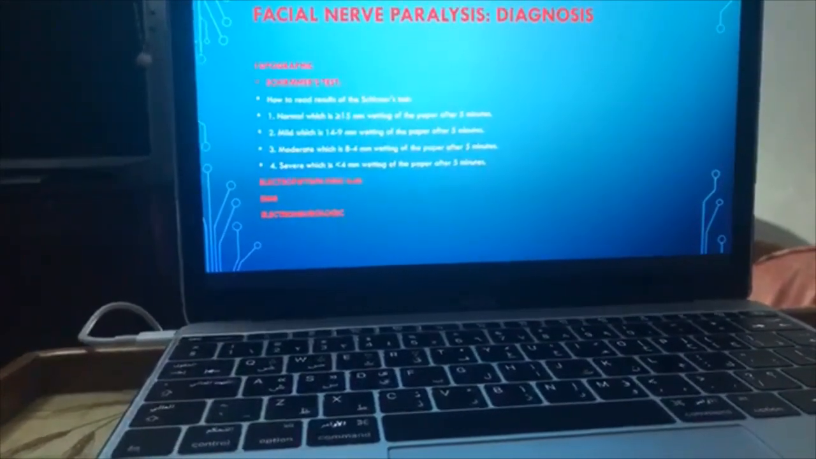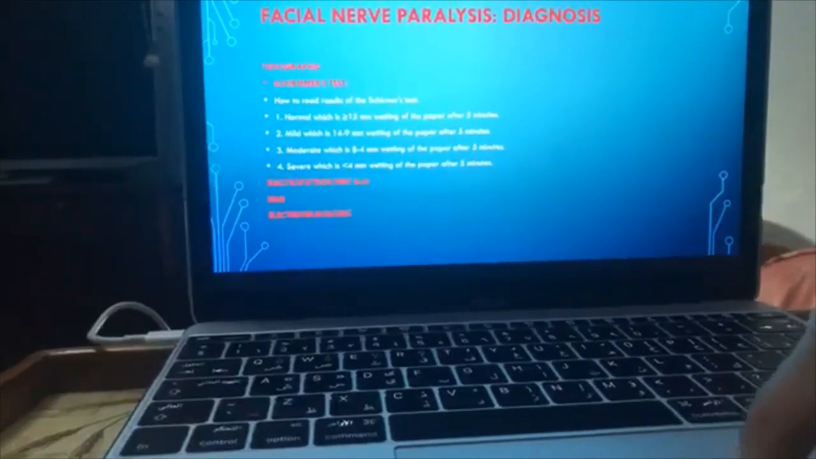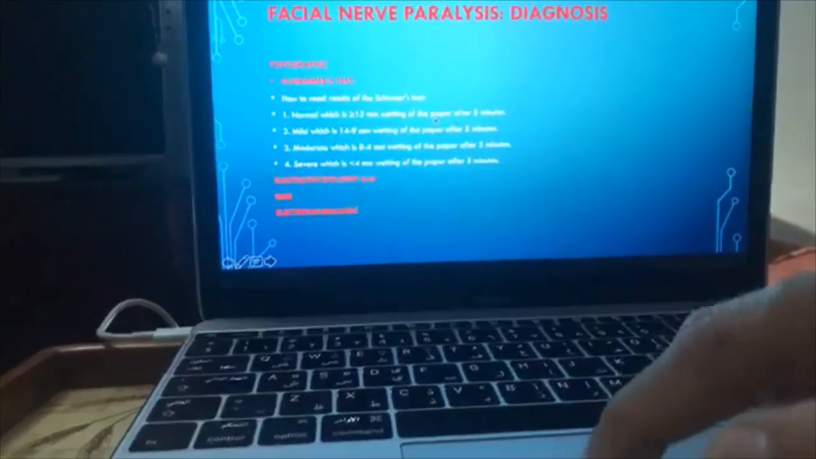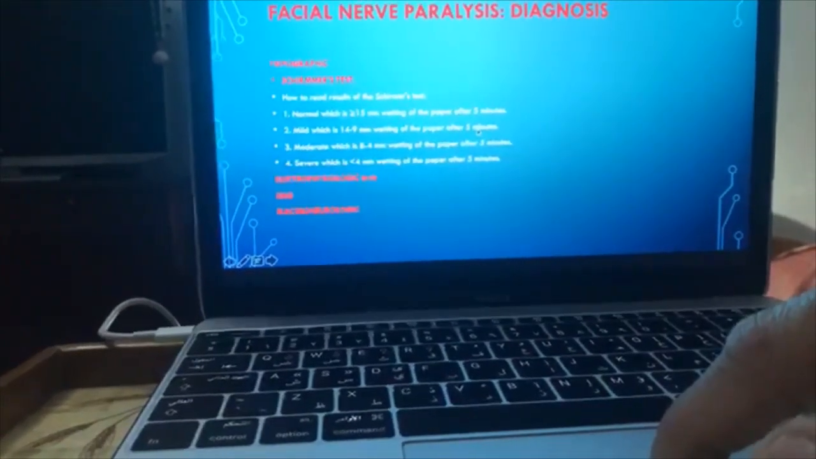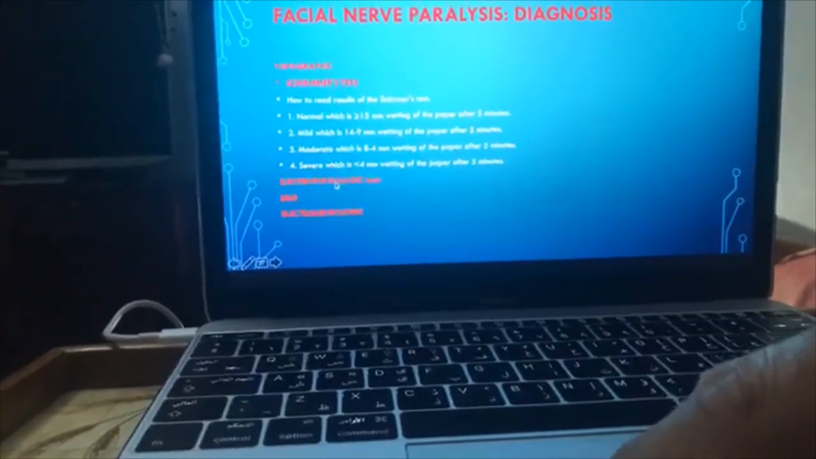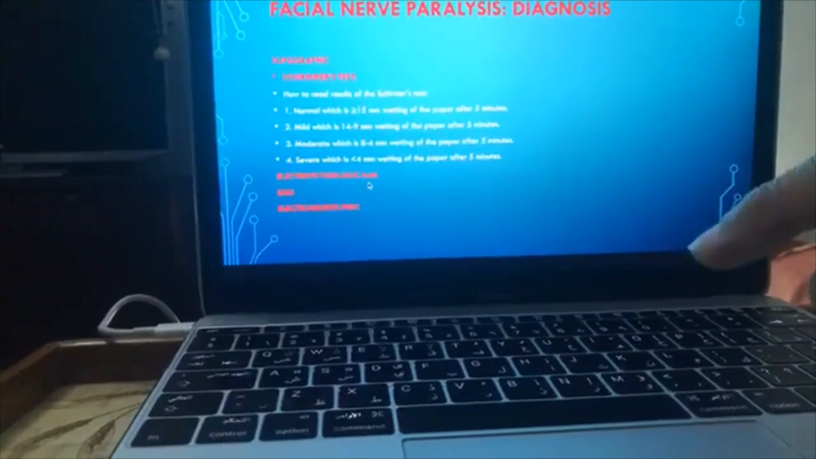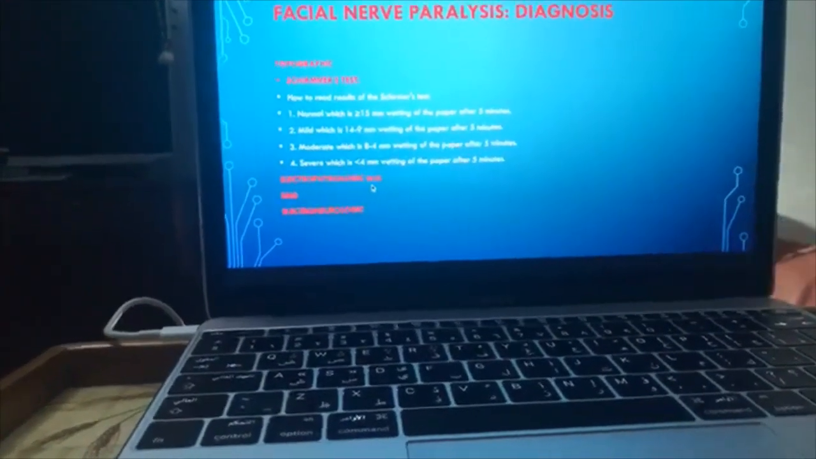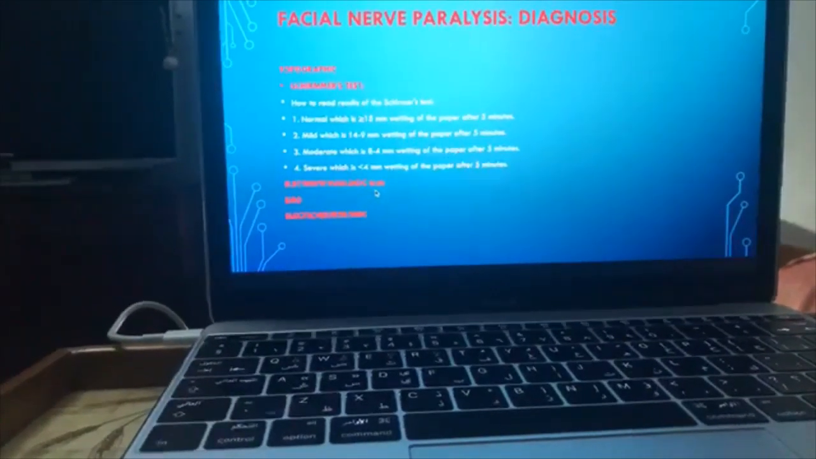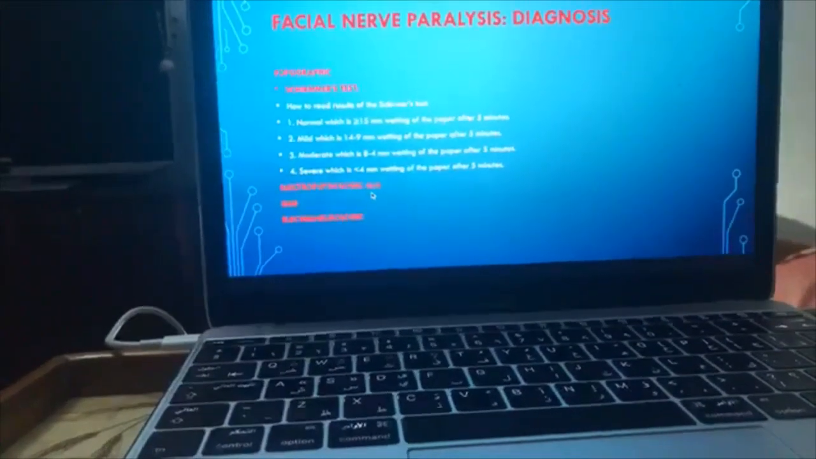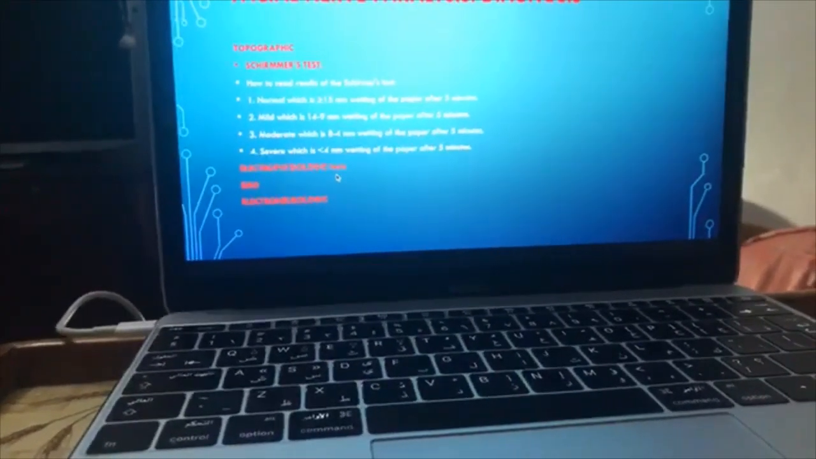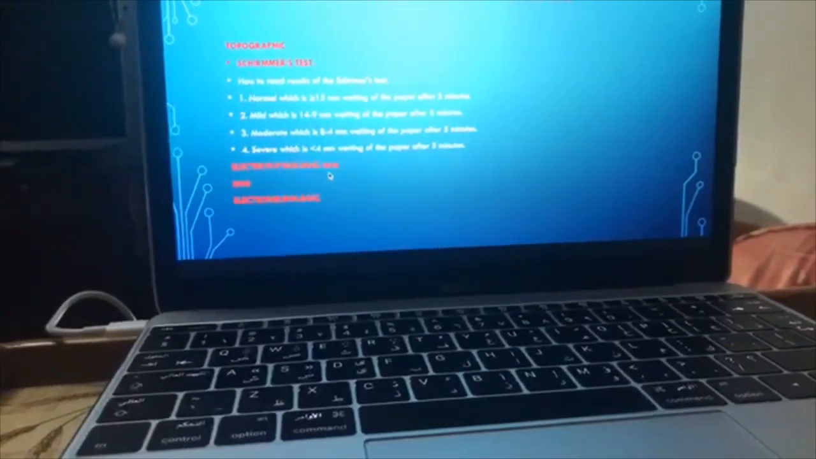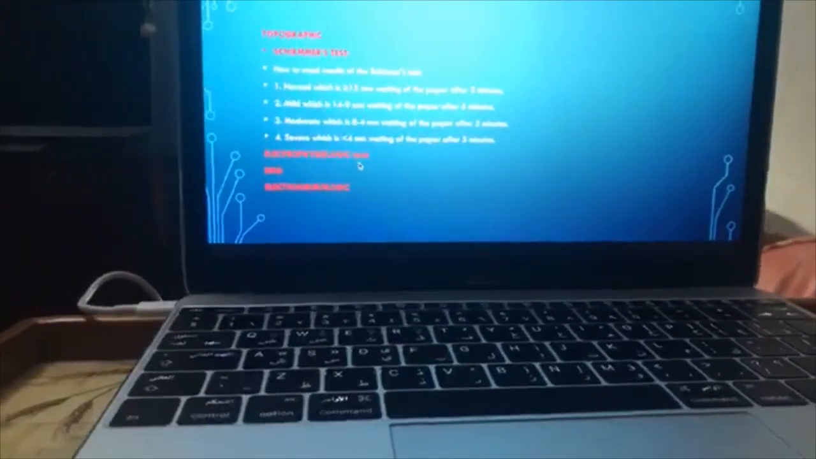The normal means that is 15 millimeter or less wetting of the paper after 5 minutes. I mean of more ASF. And mild, that's 14 to 9 wetting of the paper difference between right and left for 5 minutes, and moderate and severe. Electrophysiologic data can help the degree of regeneration rather than the degree of degeneration. However, it can measure the degree of degeneration, but in clinical practice, when we see the facial nerve palsy, we need more to know the regenerative process rather than the degenerative process.